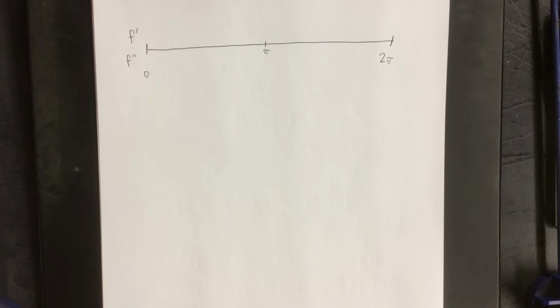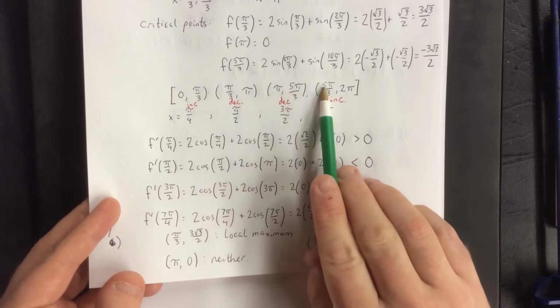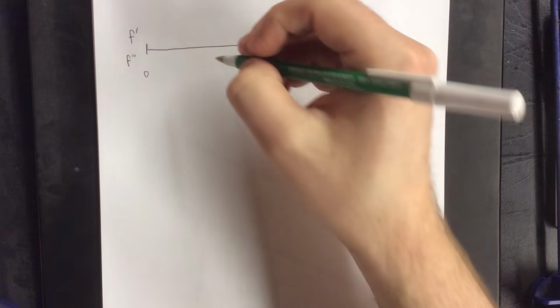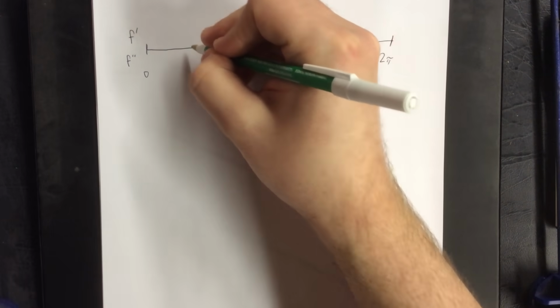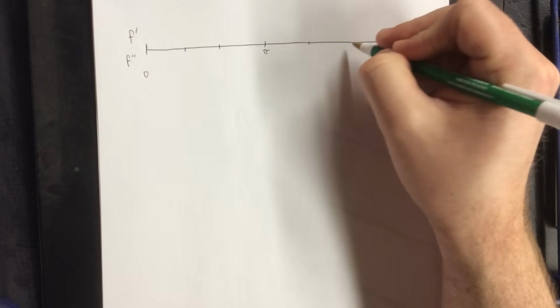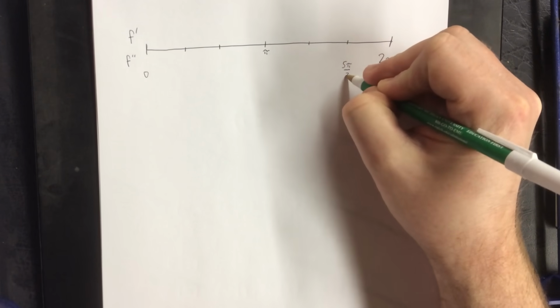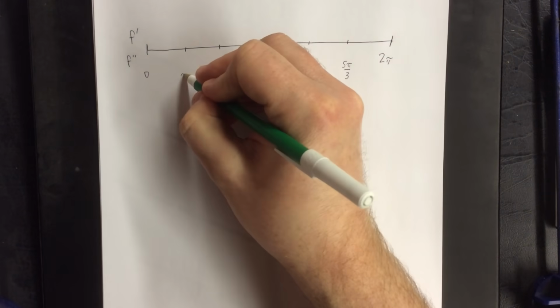For our intervals of increase and decrease, important values that we had were pi over 3, pi, and 5 pi over 3. So what I'm going to do is take this interval, split it into thirds, take this part of the interval and split it into thirds as well. Point out that that'll be 5 pi over 3, and this will be pi over 3.